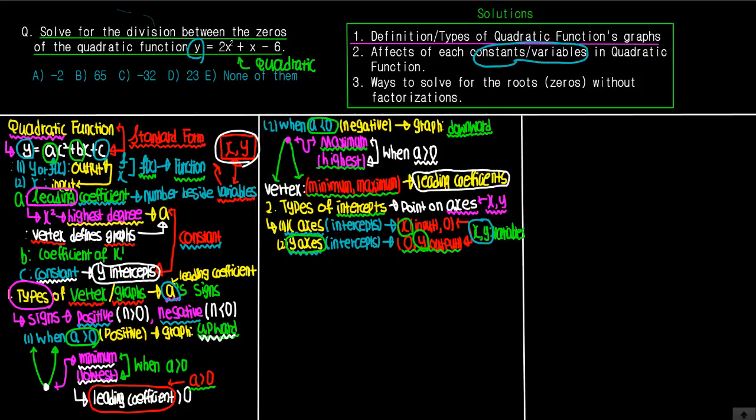And let's go back to our original question, which is: solve for the division. So the first thing will be to solve for the division of what? Between the zeros. Now we might talk about what the zeros are. Well, 0 is 0, but this question is not talking about that 0. It is talking about the zeros of the quadratic function y is equal to 2x squared plus x minus 6.